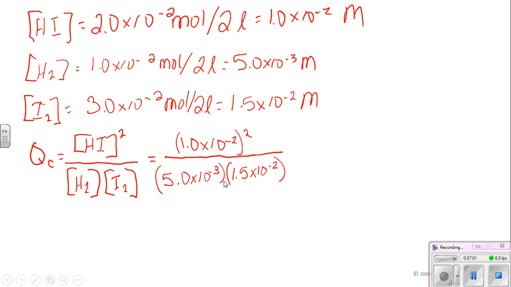So now we have plugged in the values into our expression for the HI, the concentration or the molarity for HI, squared, the concentration of H2 and I2. And notice that I did not write any units because the values have now become activities. So we're going to go on and solve.